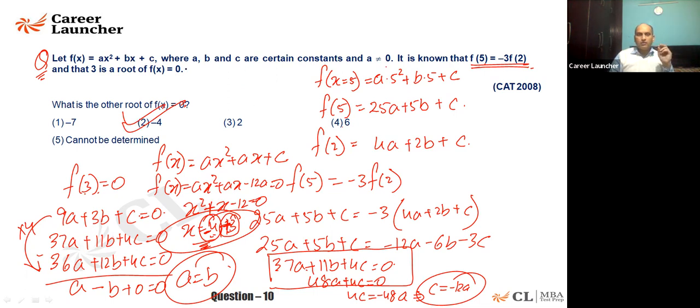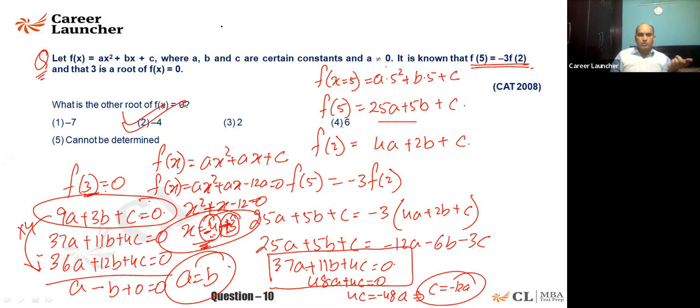Let me explain it. 3 is the root of it. That means by putting x is equal to 3, your equation will come out to be 0. I'll get this equation. Second is f5 is equal to minus thrice of f2. F5, you find out this value. F2, you find out this value. Solve it. You are going to get another equation. Solve them. You are going to get all terms in terms of A. A is already in A. B will change to A. C will change to A.